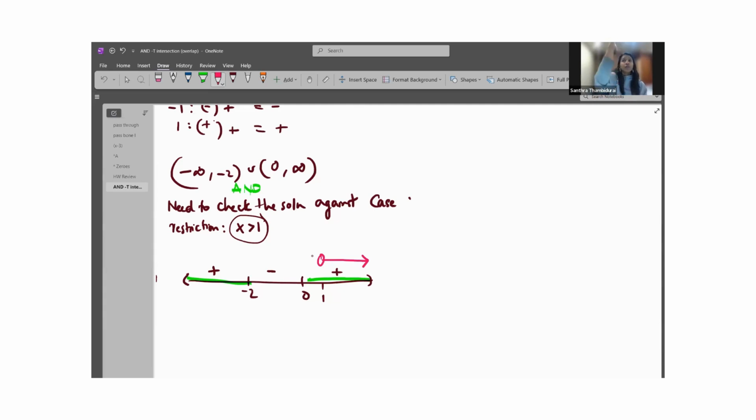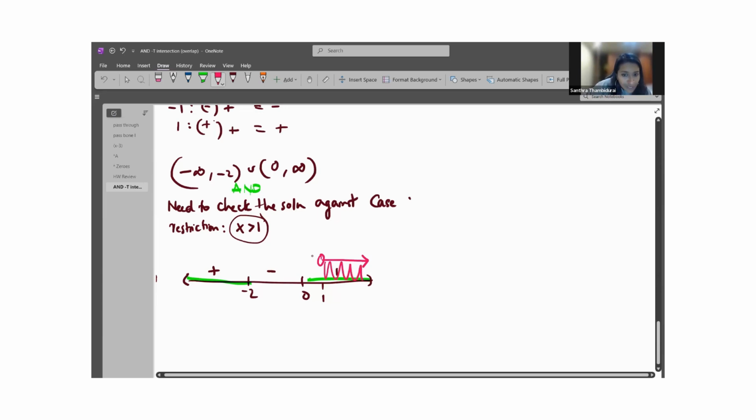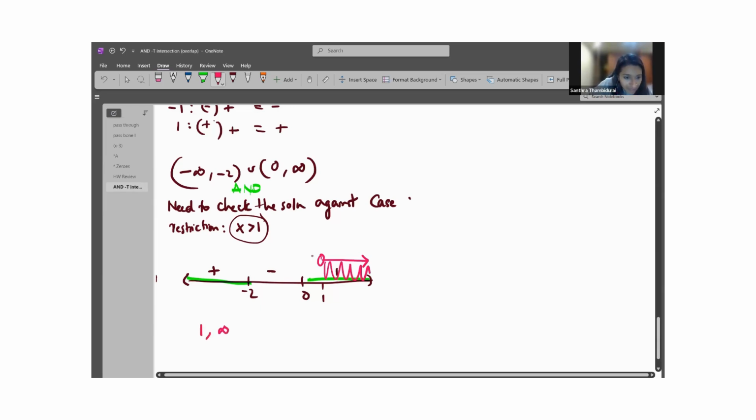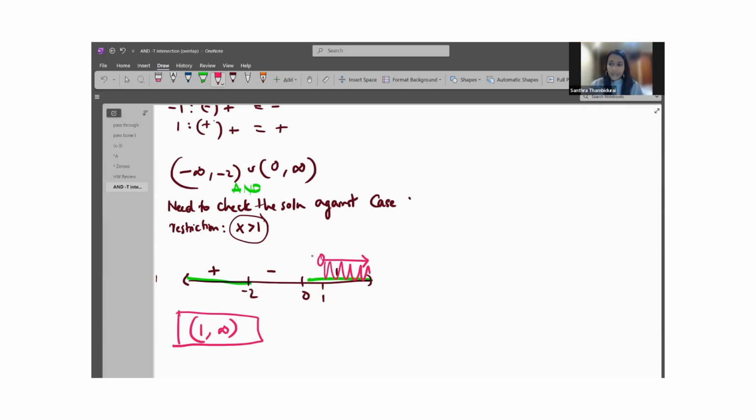So within each case, you need to connect the solution with the case using an and. So you're looking for an overlap. Where is my overlap? Here. So my solution to this is 1 comma infinity. That is my solution when I compare the solution to the case with the case's restriction. Okay, using an and, always combine using an and.